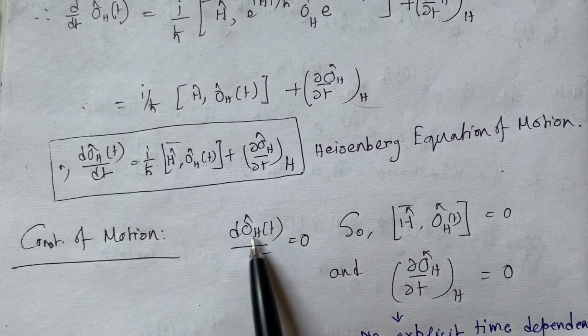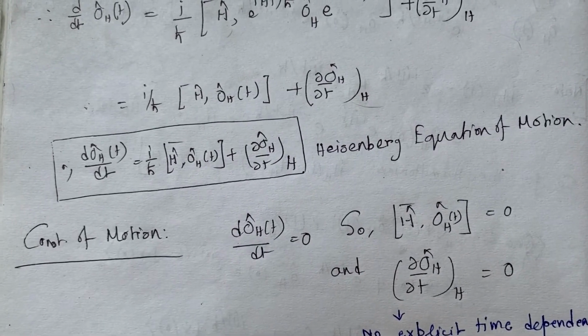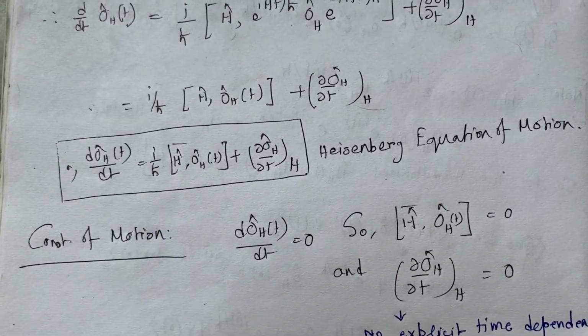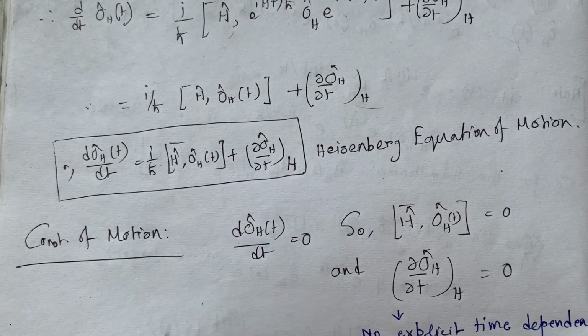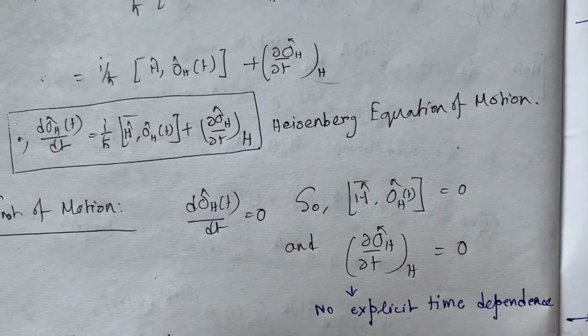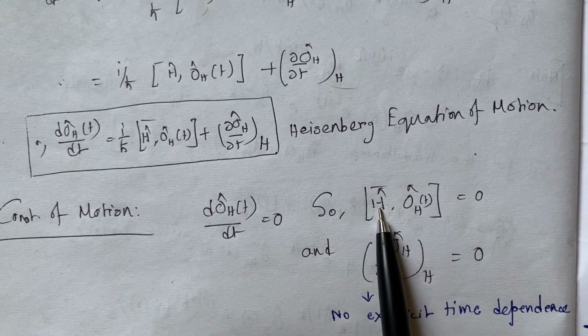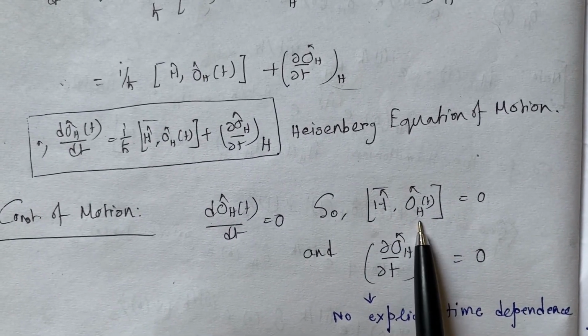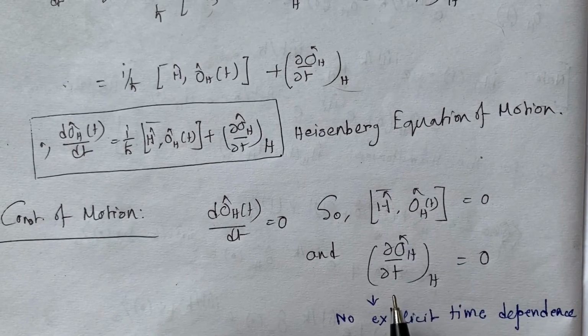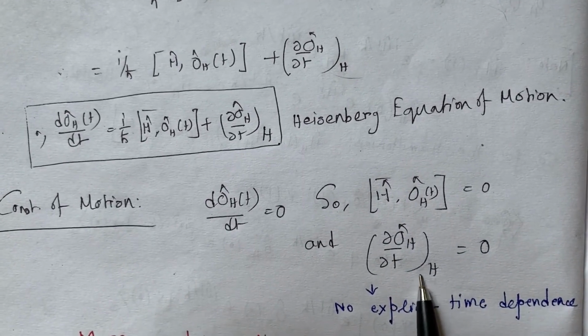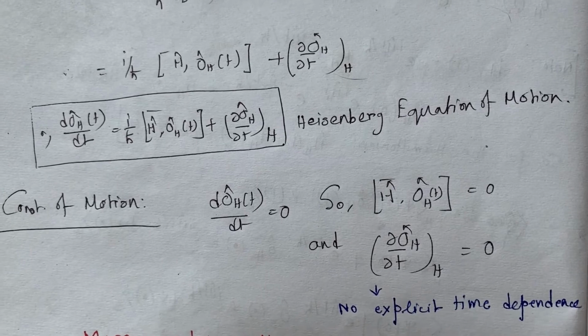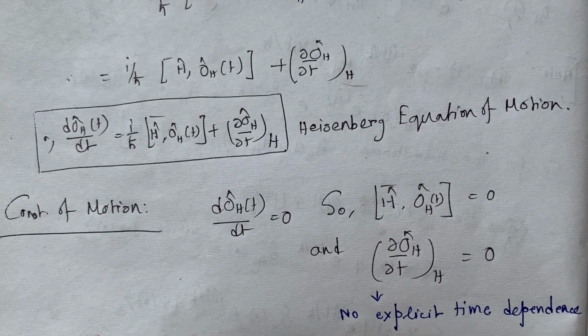And if this O_H is a constant of motion, that needs the left hand side equal to 0, which means both the terms should be equal to 0. First term equal to 0 means the Hamiltonian and the operator commute with each other. And of course the second term is saying that O_H does not have any explicit time dependence.